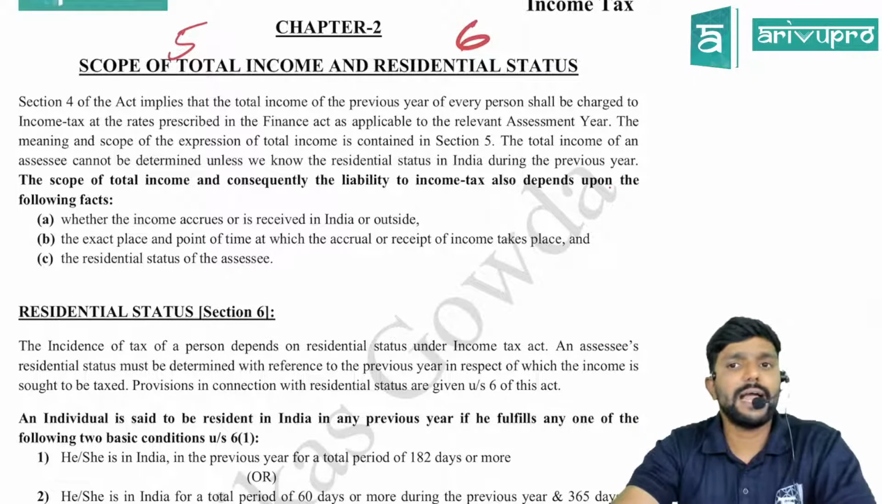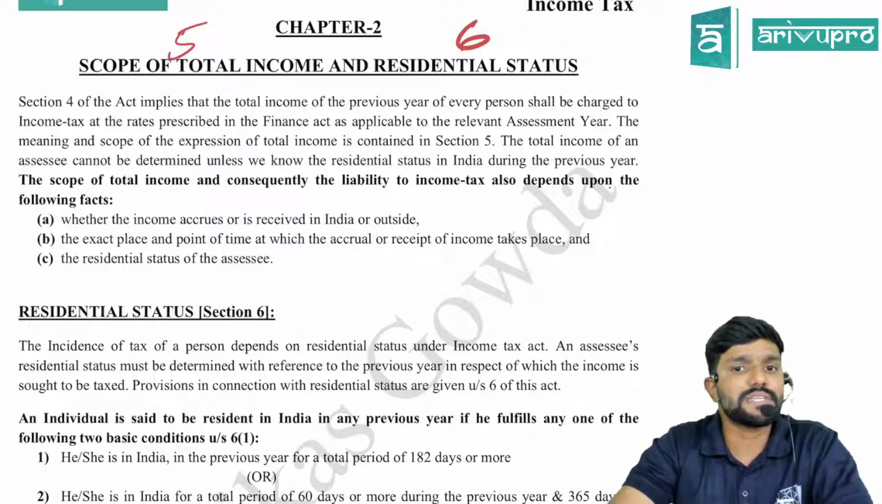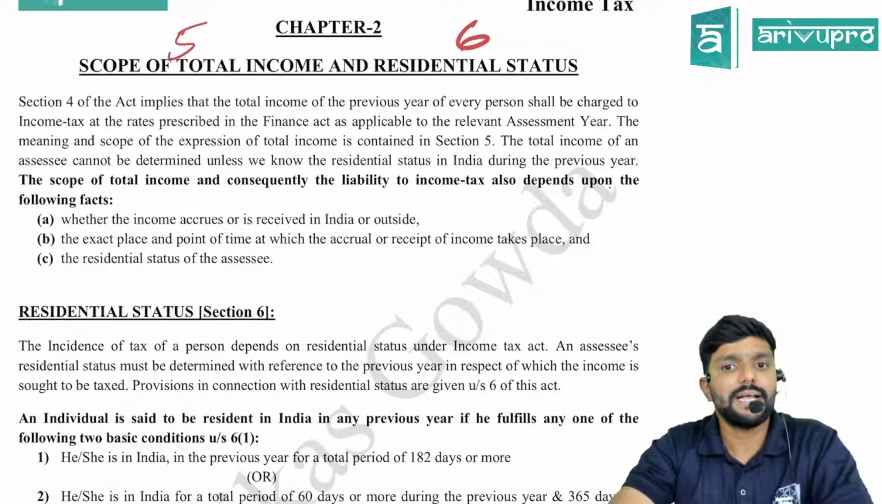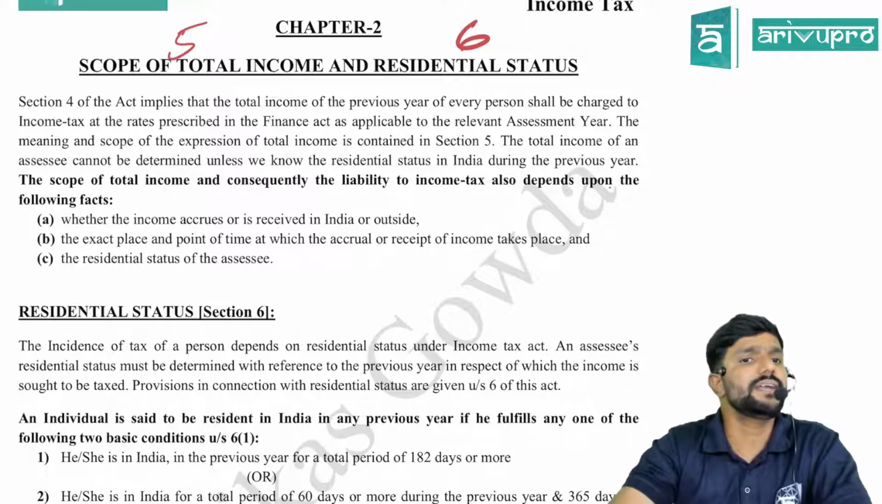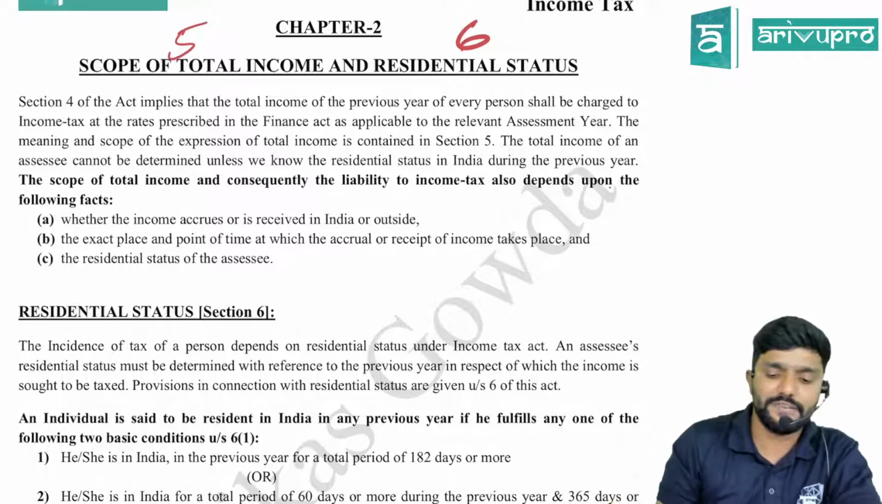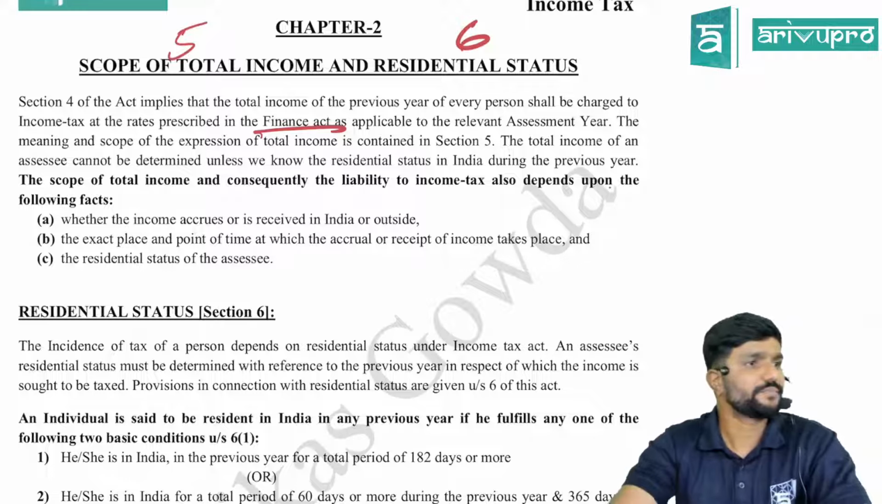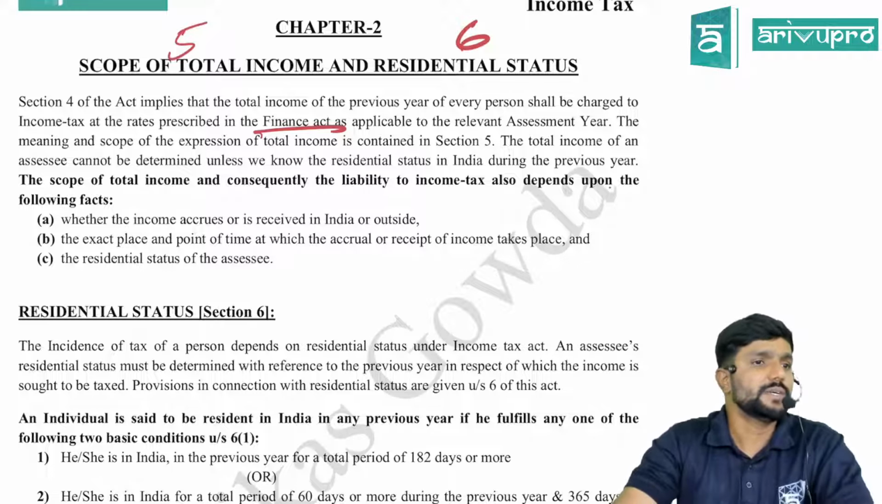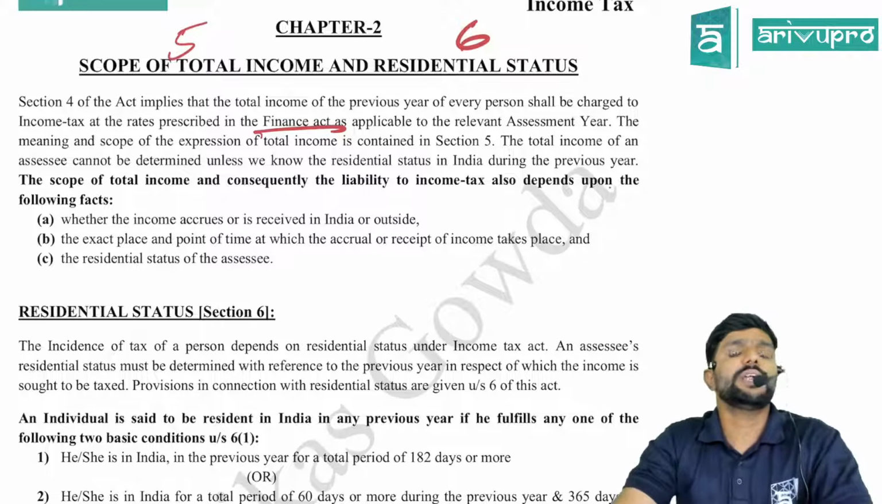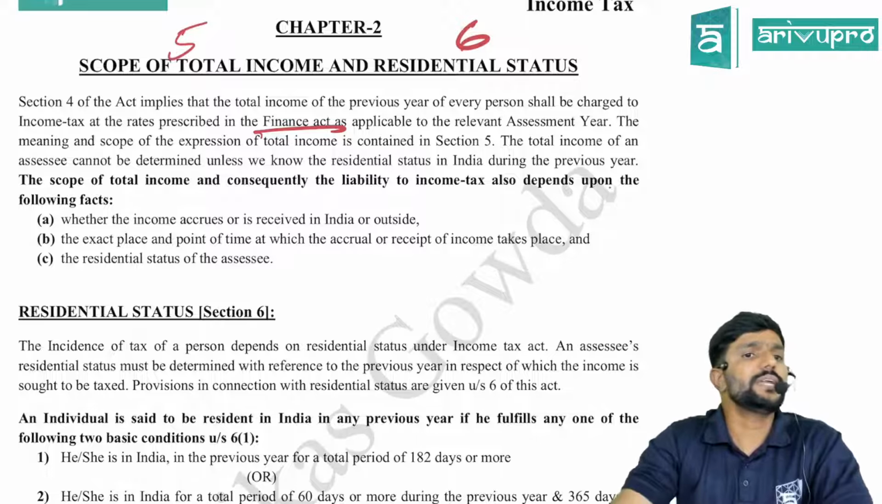Section 4 of the Act implies that the total income of the previous year of every person shall be charged to income tax at the rate prescribed in the Finance Act as applicable to the relevant assessment year. Agree? And which is the Finance Act applicable for you guys? 2023. What is the previous year? 23-24. What is the assessment year?